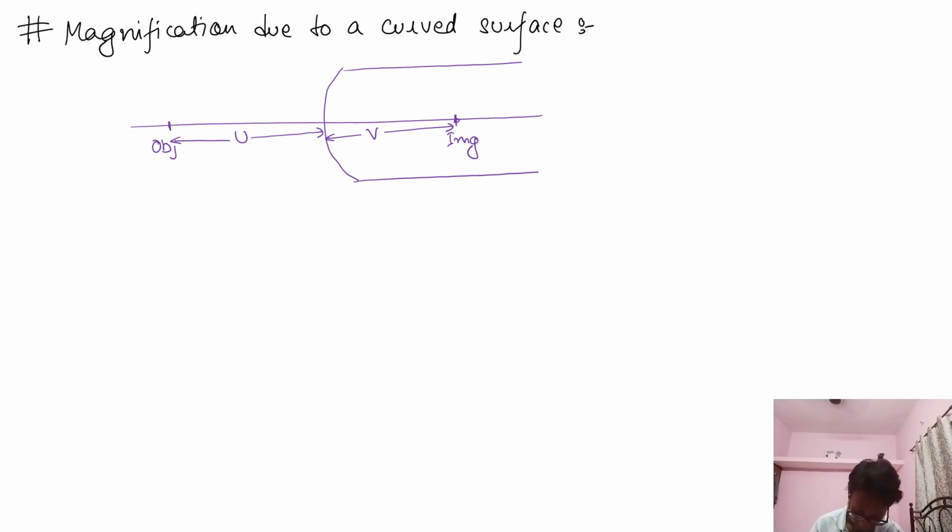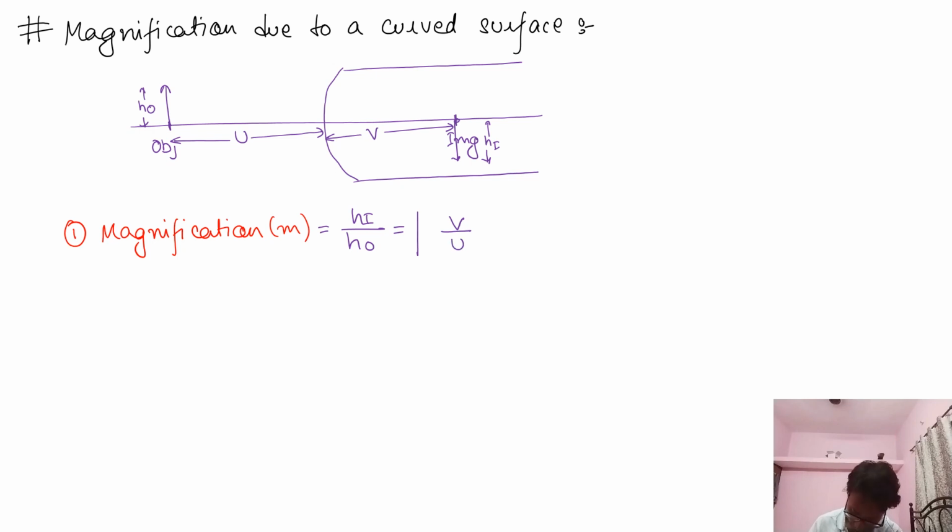Okay, out here this is the radius of curvature. Now suppose I have an object which has a height ho, and an image which has a height hi. Magnification, or vertical magnification, is represented by m, which is equal to height of image by height of object, which is equal to minus v by u. But in case of a curved surface, it is mu i by mu r.